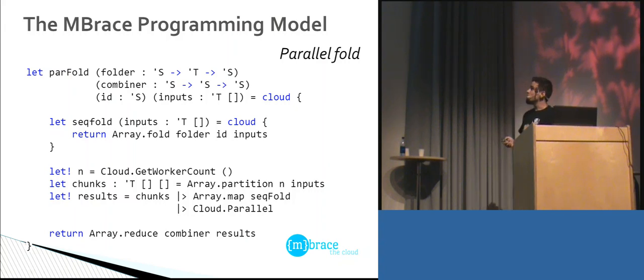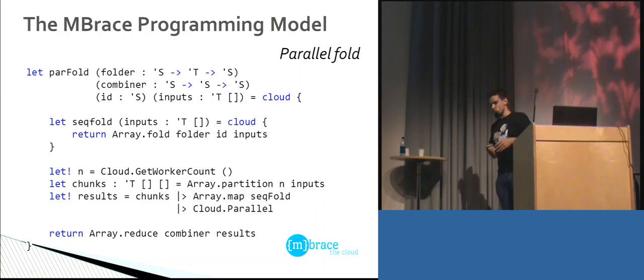I guess it's easy to see that you can implement MapReduce in terms of this parallel fold. Also, it can be left as an exercise to augment this sequential fold so as to utilize the multi-core capacity of each of the worker nodes that are being used.